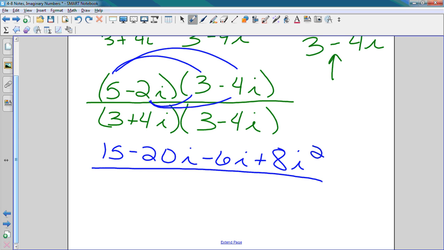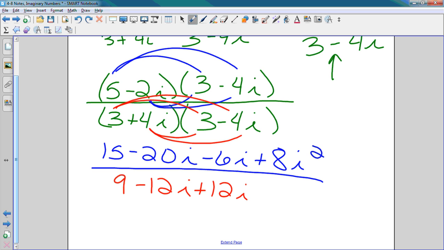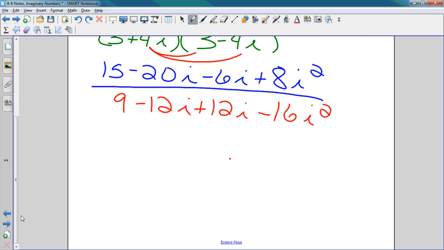Divided by, go ahead and FOIL the bottom. I have 9 minus 12i plus 12i minus 16i squared. Then you just simplify. Replace your i squared with -1 and simplify by your like terms.